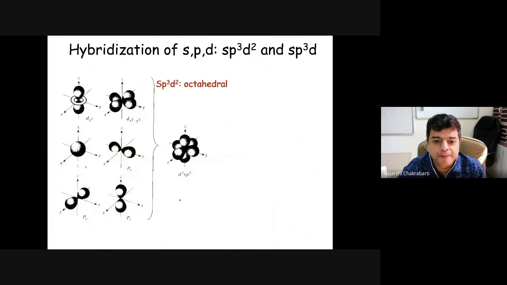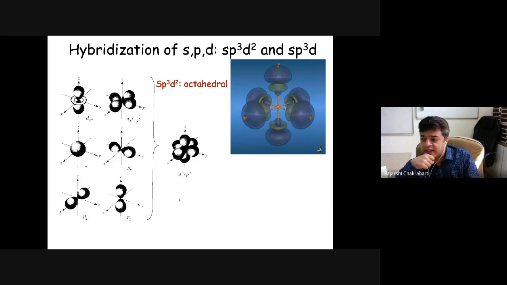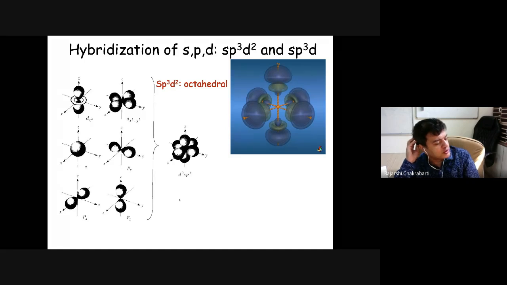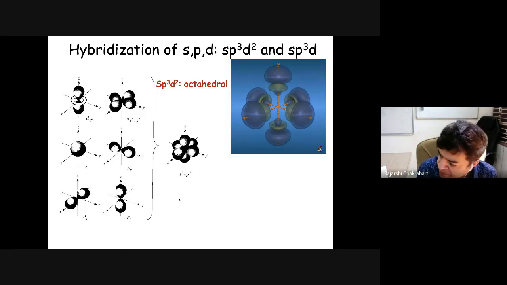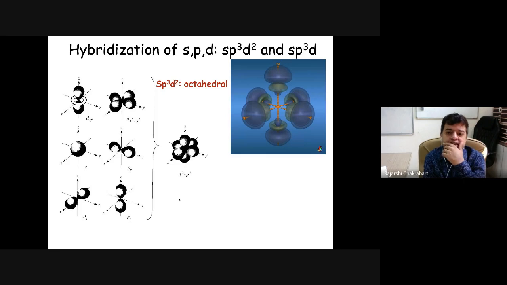And this is a typical sp3d2 octahedral, and you talked about octahedral complexes. Also, I think it is discussed in inorganic chemistry, these interhalogen compounds. How many of you remember interhalogen compounds? Give me an example where it is sp3d2 octahedral, like an AB6 kind of thing.